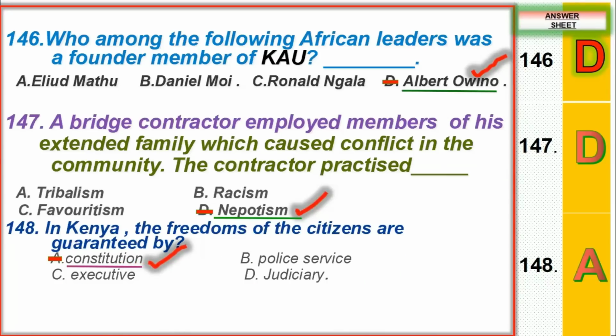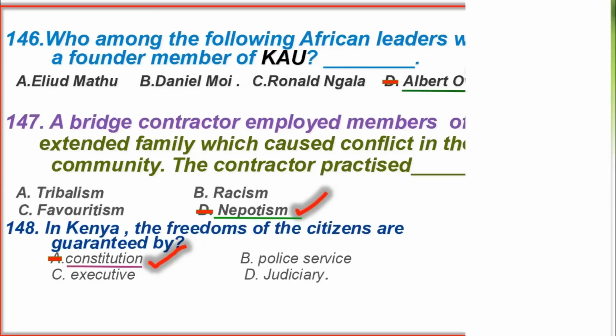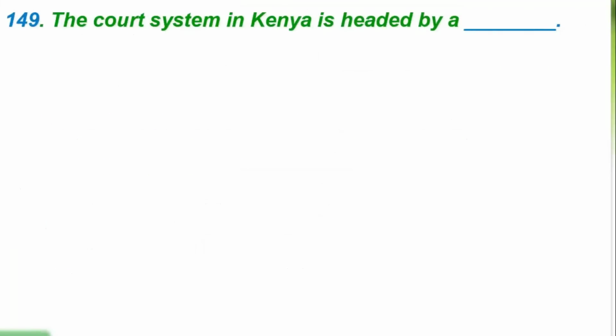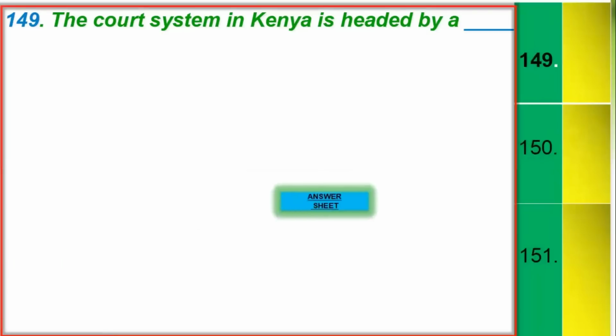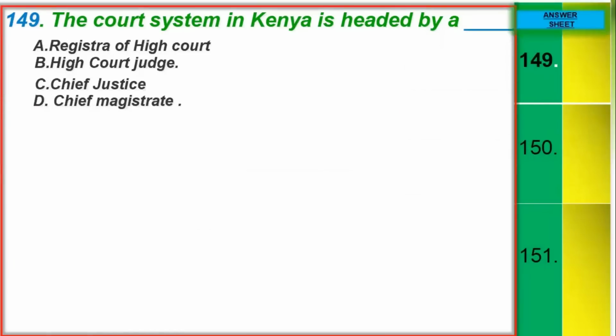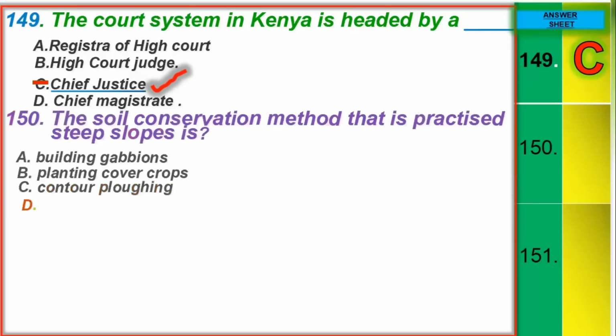Question 149. The court system in Kenya is headed by: Registrar of the High Court, High Court Judge, Chief Justice, or Chief Magistrate. The correct answer should be the Chief Justice.